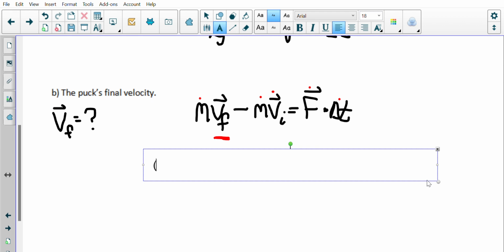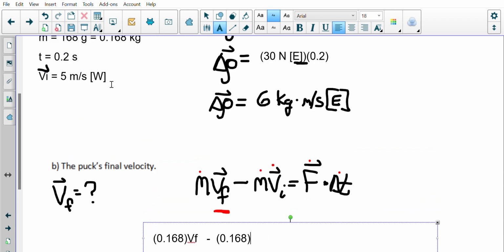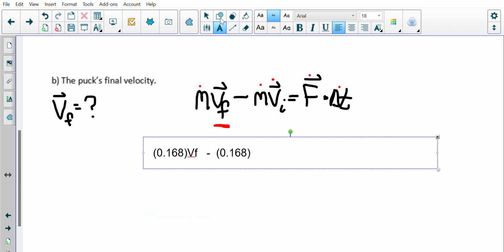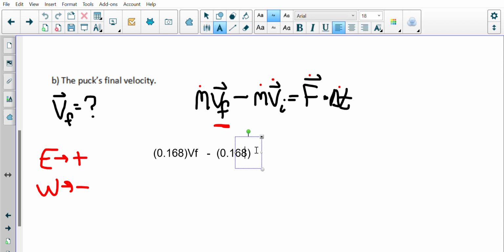is 0.168, times our final velocity, which we don't know, so I'll put a VF there, minus the mass again, which is 0.168, times our initial velocity. What was that again? Oh, I have a direction here, 5 meters per second west. As I mentioned before, I'm going to go with east as positive, and that means the direction I'm dealing with here, west, is negative.